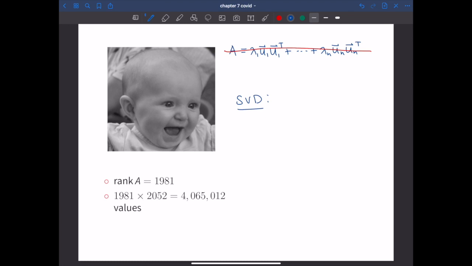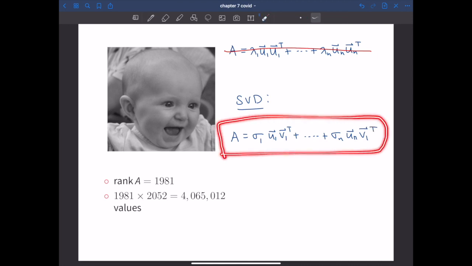Okay? And what the singular value decomposition does is it allows you to take a matrix and break it up into a bunch of simple pieces involving what are called singular values instead of eigenvalues, and left and right singular vectors. Now, this looks very similar to the spectral decomposition, but this singular value decomposition can be used on any matrix. It doesn't have to be square, it doesn't have to be symmetric.